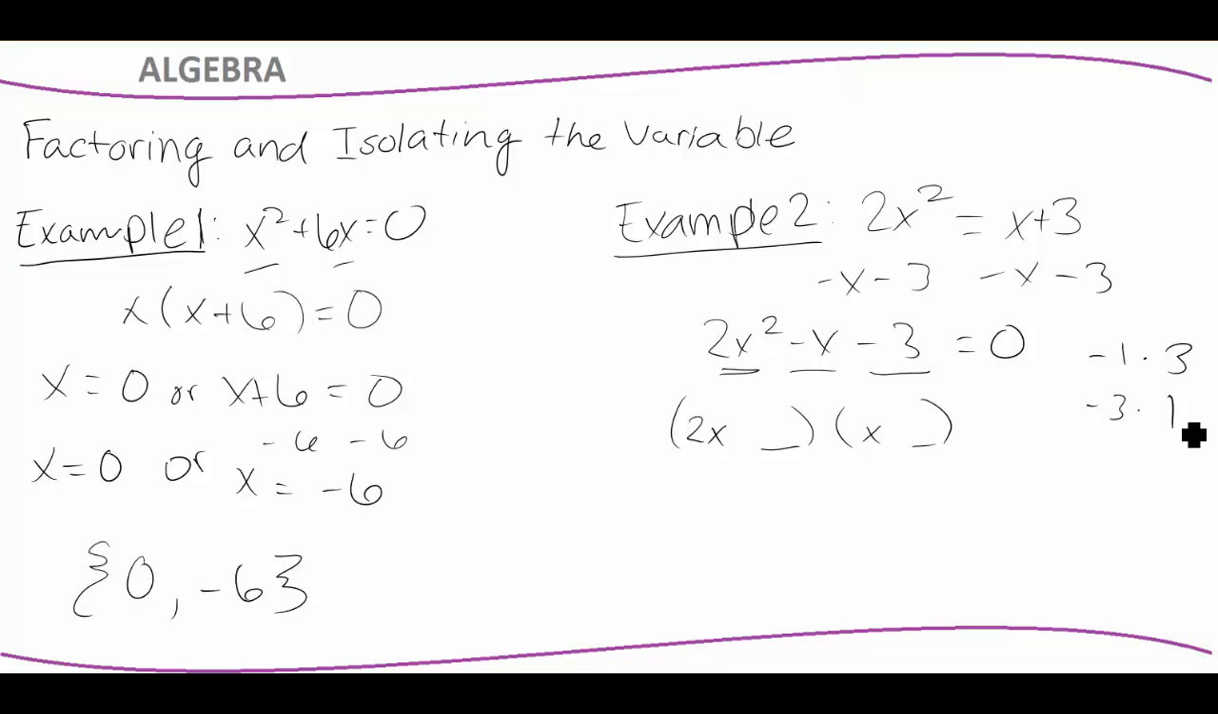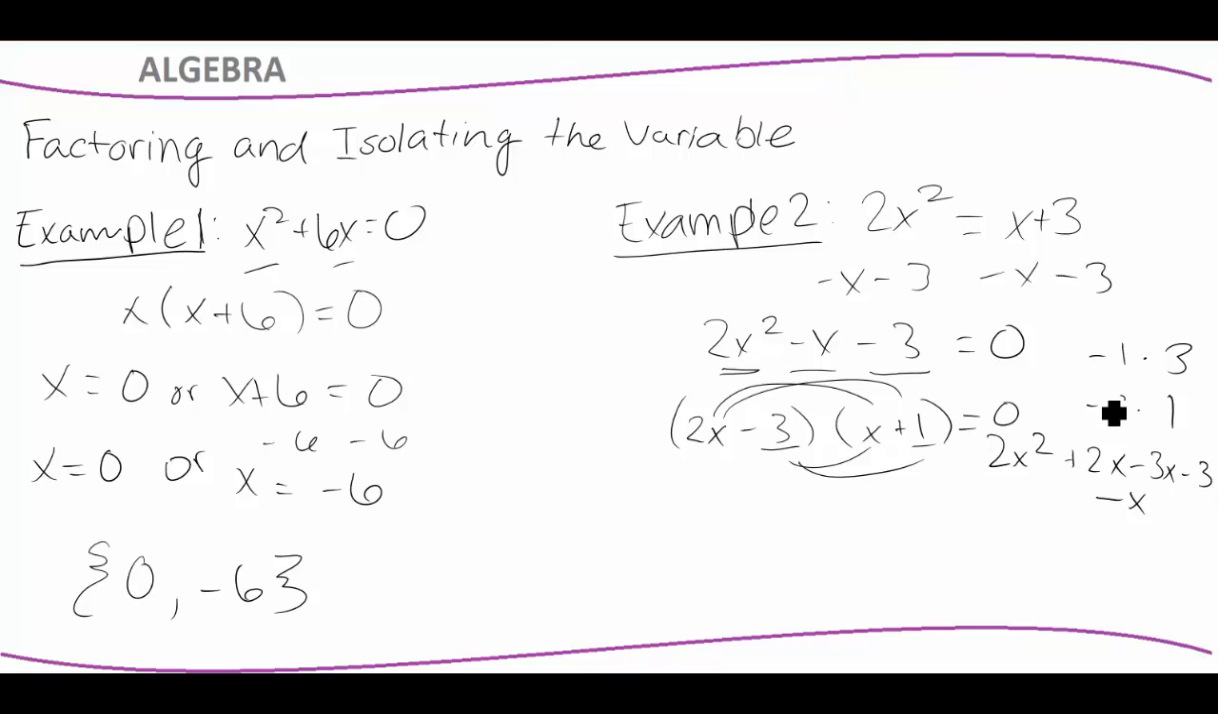And you can just plug and chug until you figure it out. So I'm going to plug in a negative 3 here and a positive 1 here. And I'm going to FOIL to check my work. So we're going to get 2x squared plus 2x minus 3x minus 3. And this actually indeed comes out with a negative x in the middle. So this is correct. So we're going to set this equal to 0.